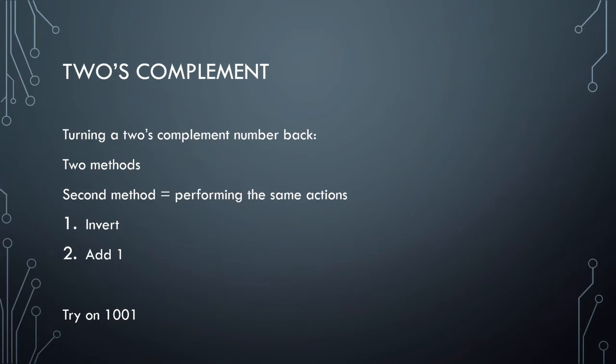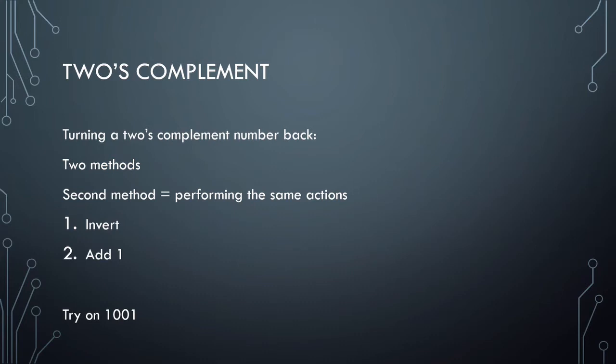A second method to converting a 2's complement number back to its unsigned binary form is to perform the exact same actions that we did to get the 2's complement. So to get the 2's complement, we invert and add 1. To switch it back, we can do the exact same thing, just invert and add 1 again.